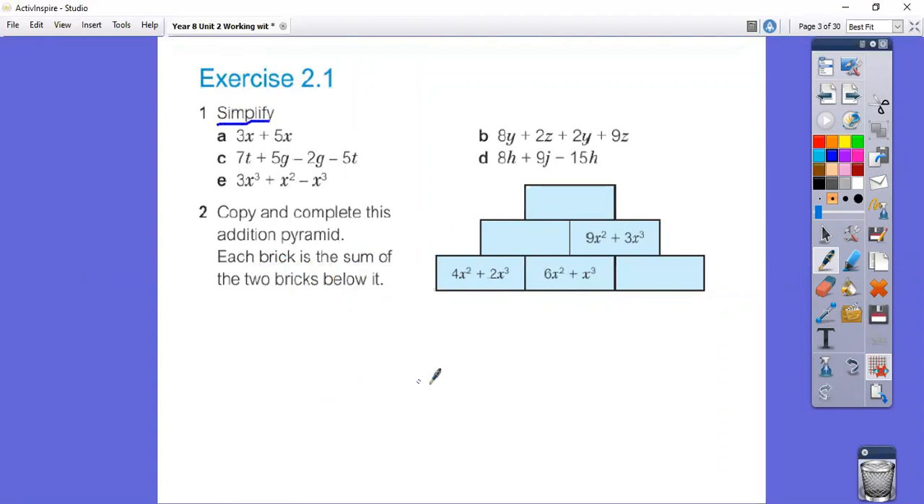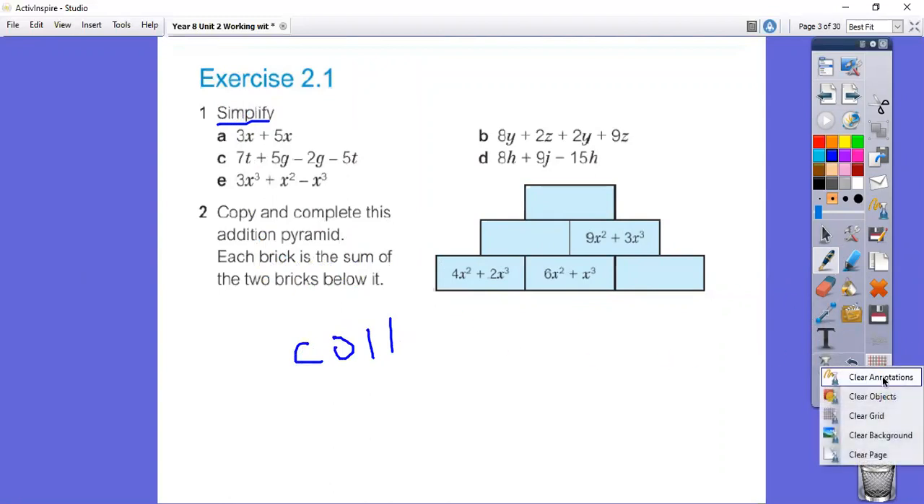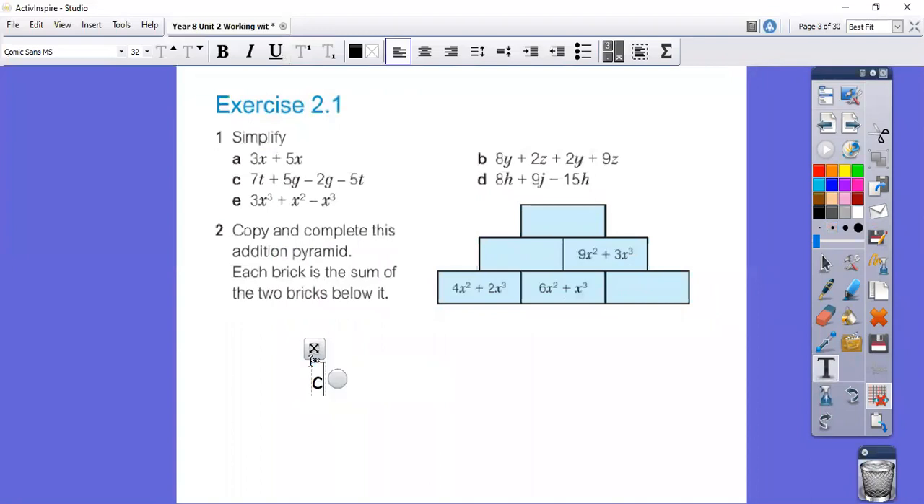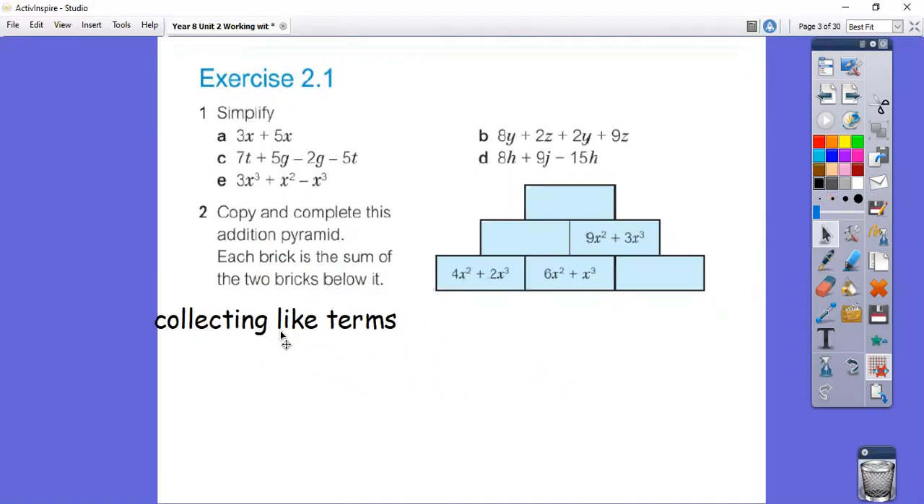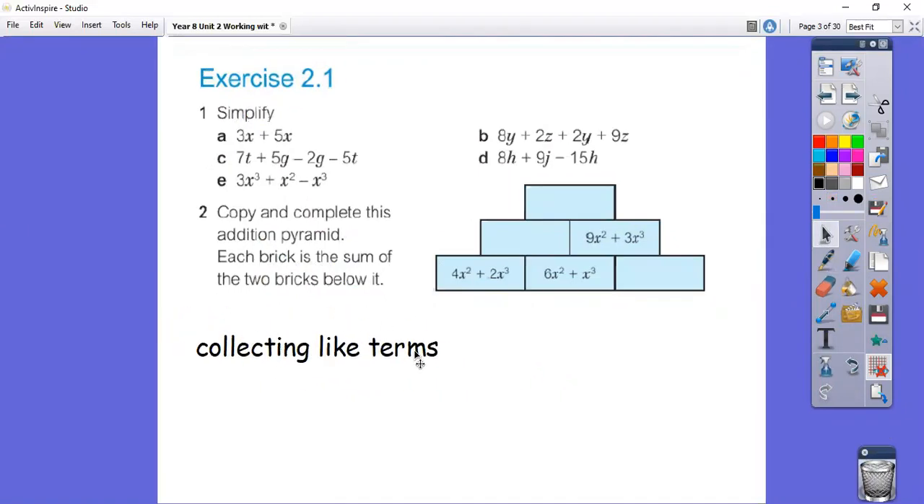Now, simplify. We have done this before. When we're simplifying, we're basically collecting like terms. Let me write this out a bit quicker. Simplify, collecting like terms. It's the same thing, and you basically put the same creatures together. So if we look at the first one, you've got 3x plus 5x.